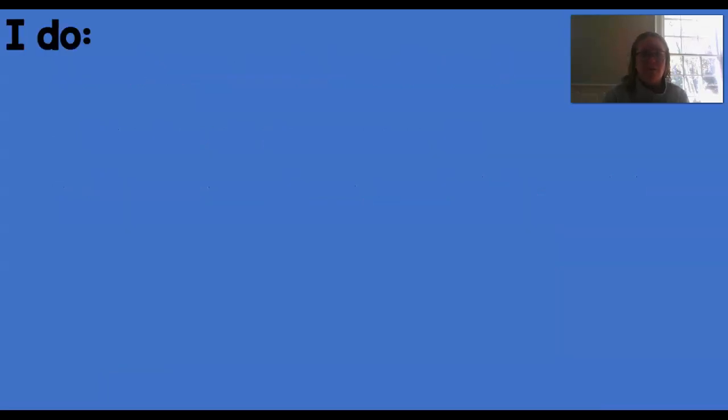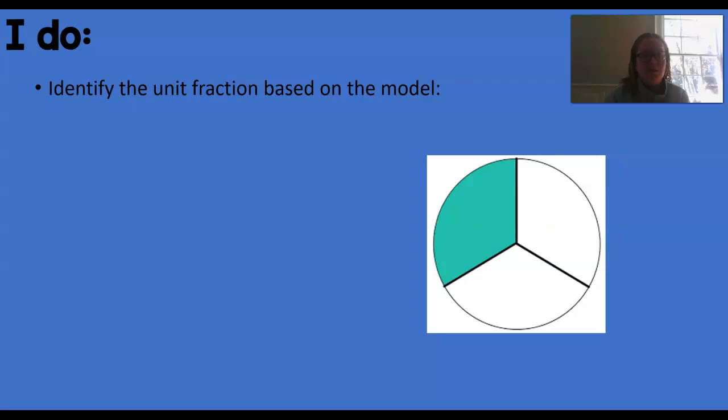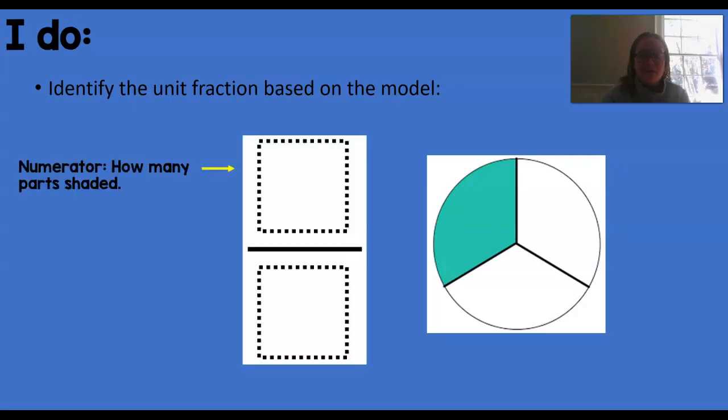Okay, I'm glad we're ready to move on. Now we're going to take a look at identifying unit fractions, just like our content objective said. So we're going to identify the unit fraction based on a model. Here's the model we're going to use. So first I'm going to stop and think about the numerator. How many parts are shaded? And in here I see that there's only one shaded piece, just one green piece. So my numerator is going to be 1.